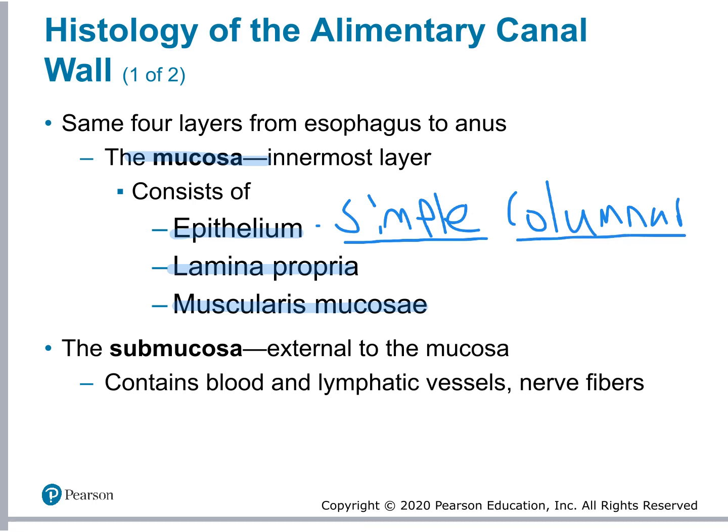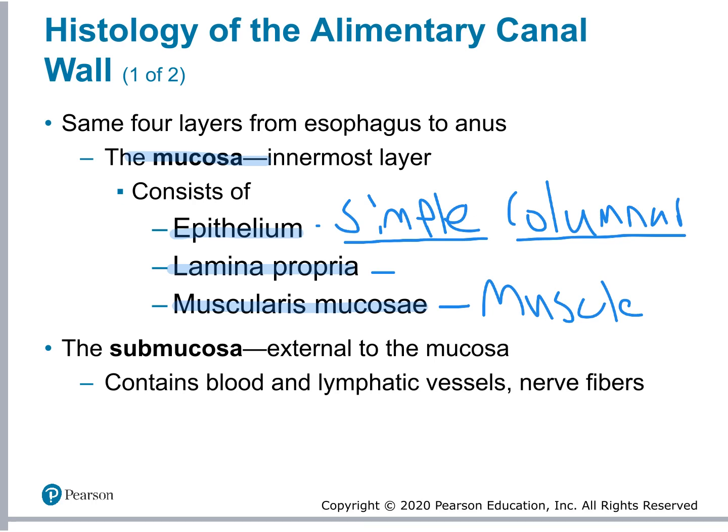Underneath the simple columnar is a piece of connective tissue known as the lamina propria. It acts like a basement membrane. And then there's a piece of muscle. This muscle is called muscularis mucosae. It's a smooth muscle, and right next to the muscularis mucosae is going to be the next layer, which is the submucosa. The muscularis mucosae is going to help with peristalsis.